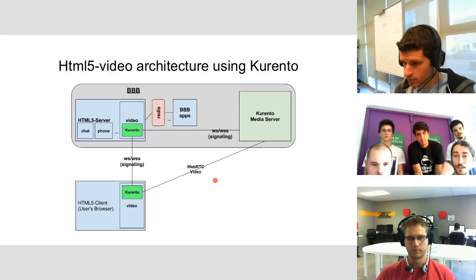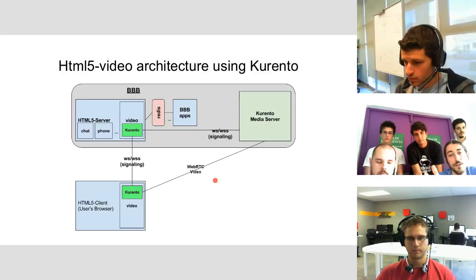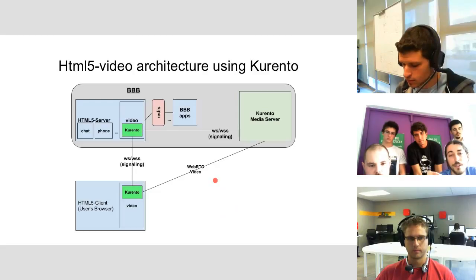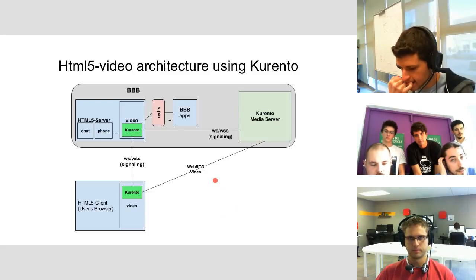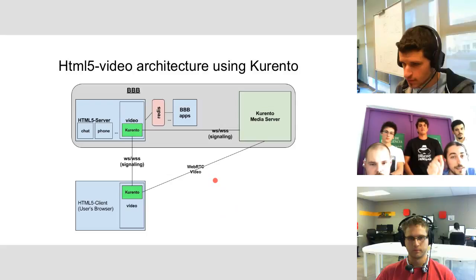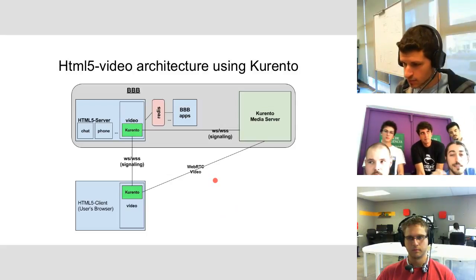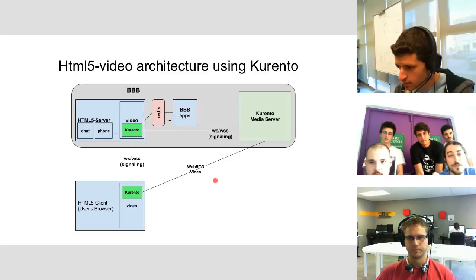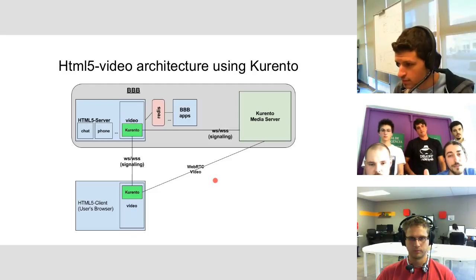Here we have a diagram showing how it works. We have a Kurento module on the server side, inside the HTML5 server. This module speaks with the Kurento Media Server, which is a separate piece of software, but it will be installed together with a BigBlueButton install. This connection between the HTML5 client, HTML5 server, and the Kurento Media Server is used to open different video streams and to coordinate different media pipelines in Kurento.